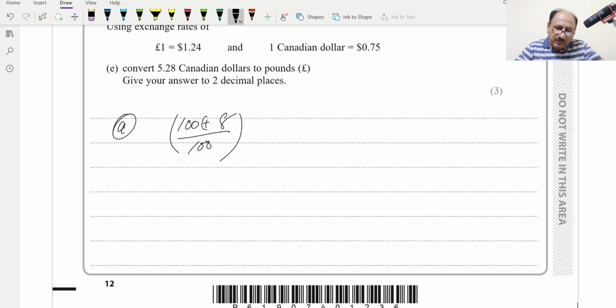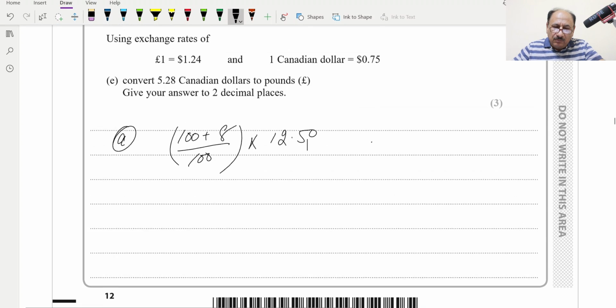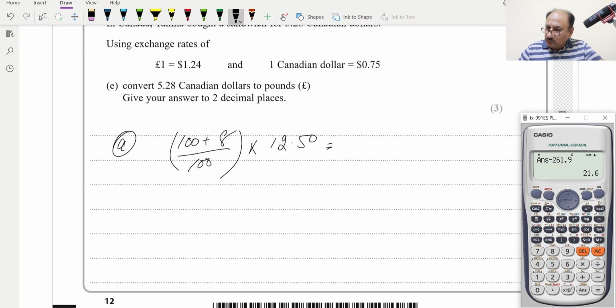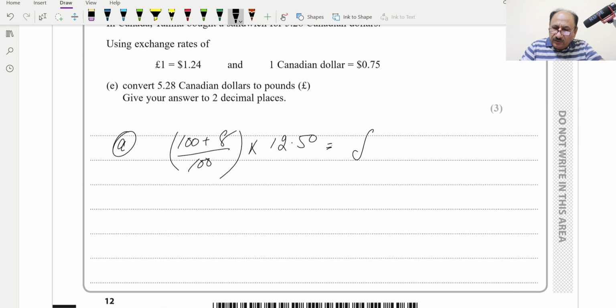In case of percentage increase, this will be plus, and in case of percentage decrease, this will be minus. So multiply by 12.50, this is the amount which we have to increase, and the rest of the thing is just calculation by the calculator. So this will be 108 over 100, multiplied by 12.50, and this will be equal to 13.5 pounds. So 13.5 up to one decimal place will be our answer.